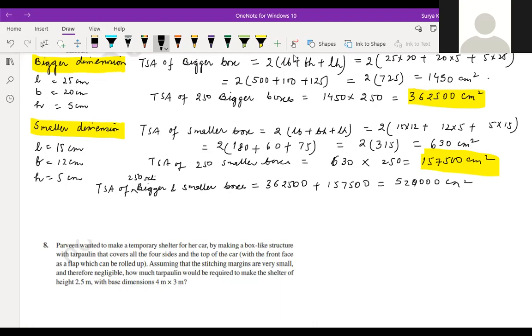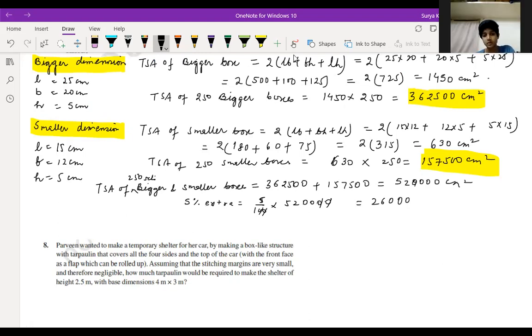Now we can do 5% extra, right? The 5% extra means what should you write here? 5 by 100 into 520,000. So the zeros will get cancelled. 5 fives are 25, so 26,000. So this is extra. Now, what are they asking in the question? Now the total becomes what? You add both.